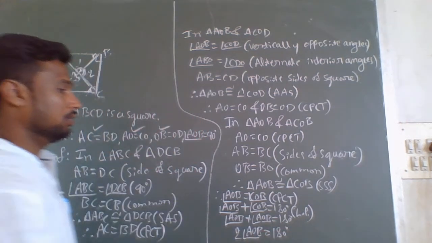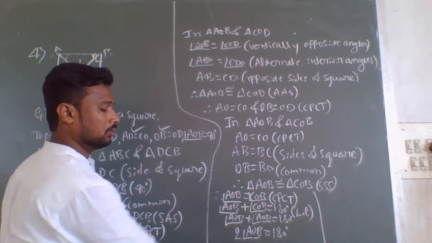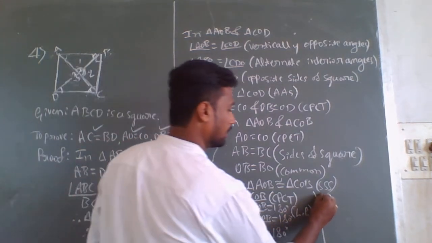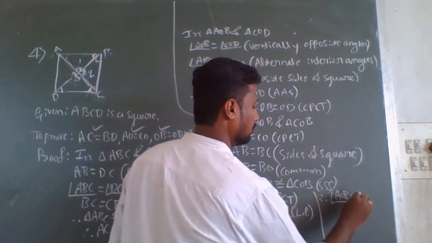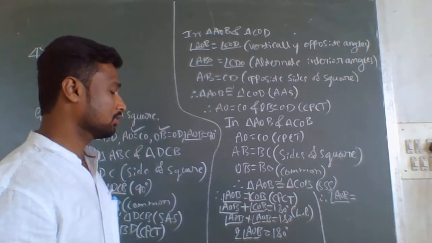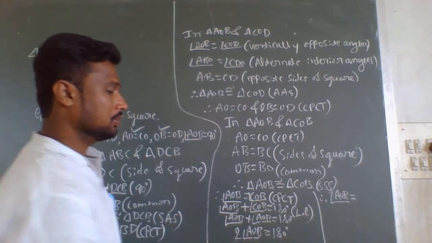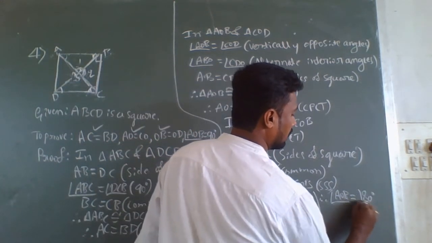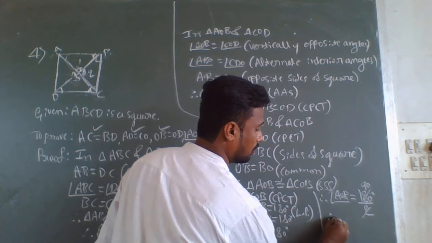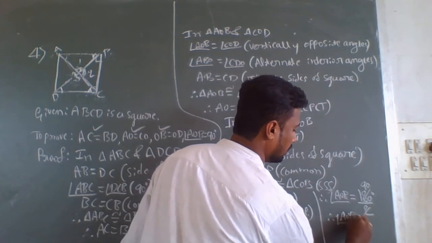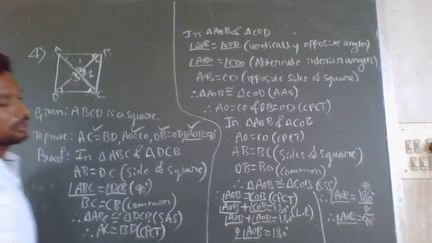Right? So now to get this angle AOB, I will move this 2 to the other side. Therefore angle AOB equals 180 degrees divided by 2. When you move this 2 to the other side, it becomes division. Therefore, 180 degrees divided by 2 means 90. So, therefore, angle AOB equals 90 degrees. Hence, we prove here angle AOB is equal to 90 degrees.